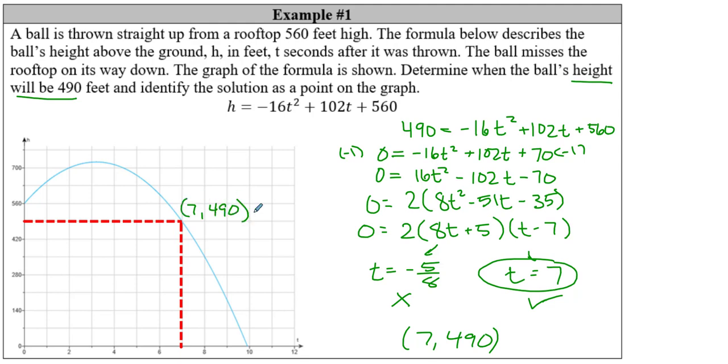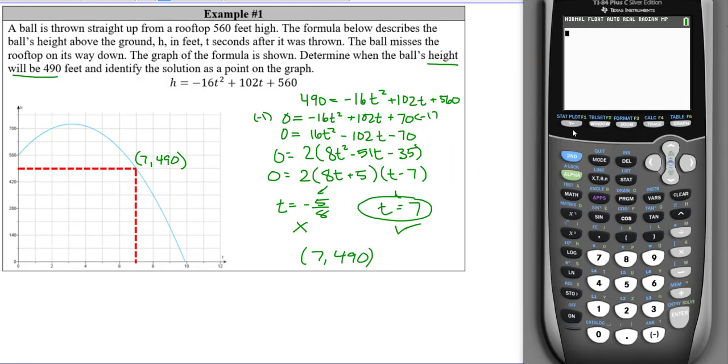All right, so conversely, I want to show you guys this. I've got my calculator up here. What we could do is enter this function. Let's go ahead and do that. Y equals, okay, if you have to clear something out, clear it out. So let's do that: -16. We can use any variable. Our calculator uses x. That's going to be the same thing as t. We just know that it means t in this case. We're going to square that, plus 102x, and then we've got the plus 560, right?